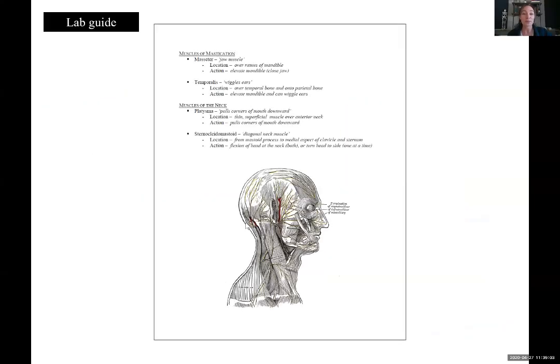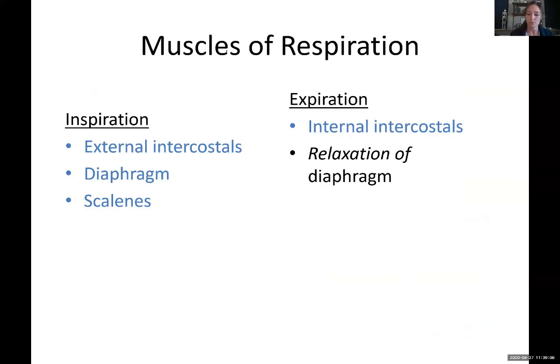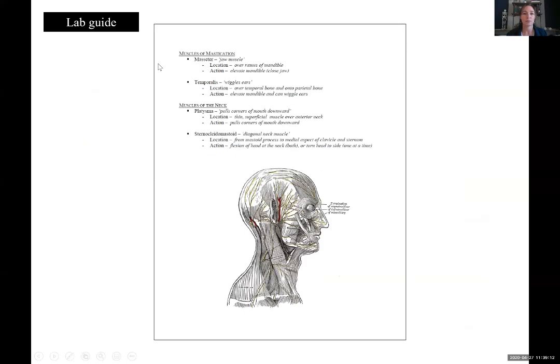Okay, here we go. So on your lab guide, this is what we got. You should know masseter, temporalis, those are our eating muscles.